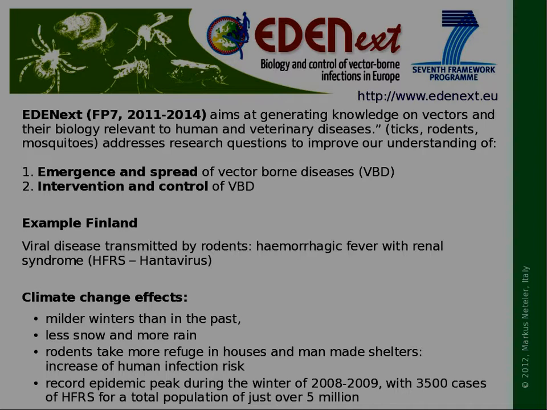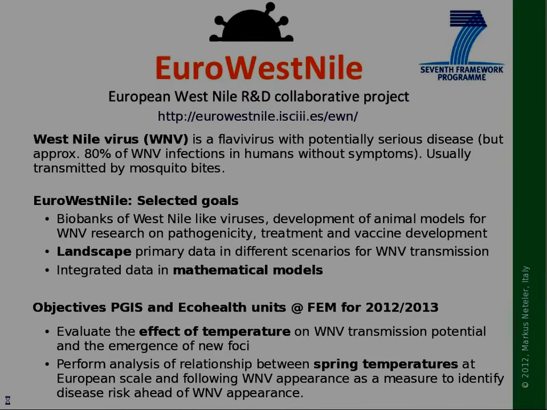As an example from Finland, we are studying the hantavirus spread, which is a hemorrhagic fever with renal syndrome in humans. It is affected by climate change, for example milder winters than in the past, less snow and more rain, which leads to rodents taking more refuge in houses, in small and man-made shelters, hence leading to an increase of human infection risk. During the winter of 2008 and 2009 there was a peak epidemic record with 3,500 cases of hantavirus for a total population just over 5 million people.